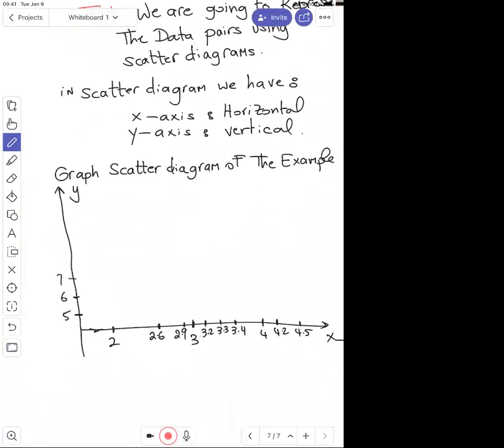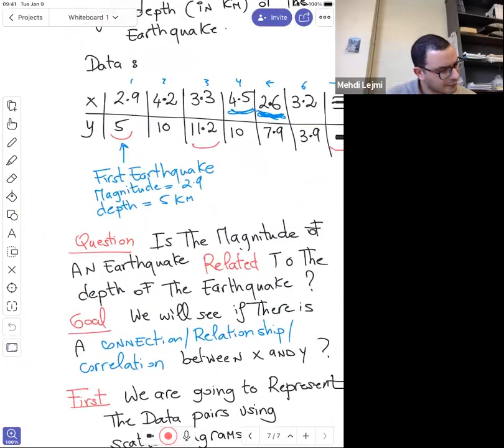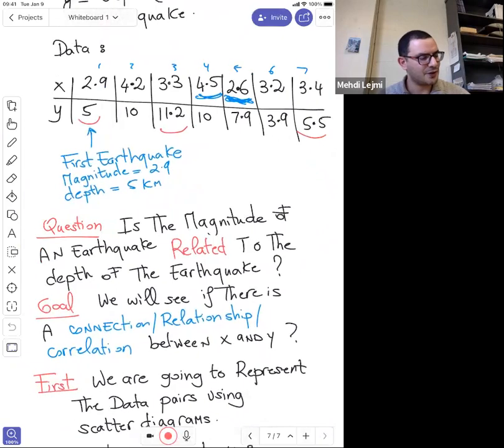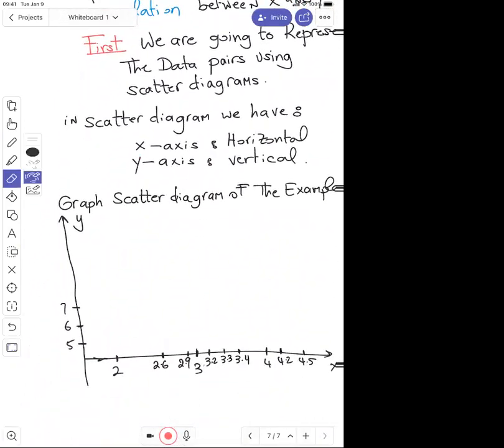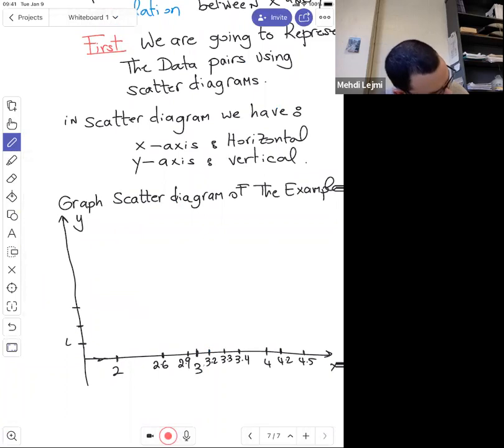Professor, I think there's a 3.9 on your y-axis. Did I forget? Oh, thank you, I appreciate it. Yeah, I forgot 3.9. Thank you. So let's say this is 4, this is 5, 6, 7, 8, 9, 10, and here's 11. All right. So as you said, this is 3.9 right here.